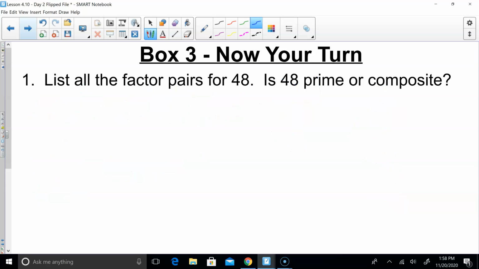You can draw a big line on your paper. Box 3, now your turn. Write the number 48 on top and list all the factor pairs. Go through the strategies that we worked on and then tell me if it's prime or composite. Pause the video right now and good luck.